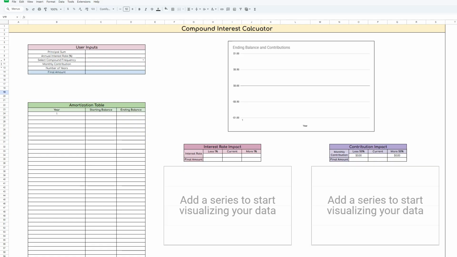This is a pretty straightforward user entry based compound interest calculator, but it has some additional automations that may help you visualize your compound effect over time.